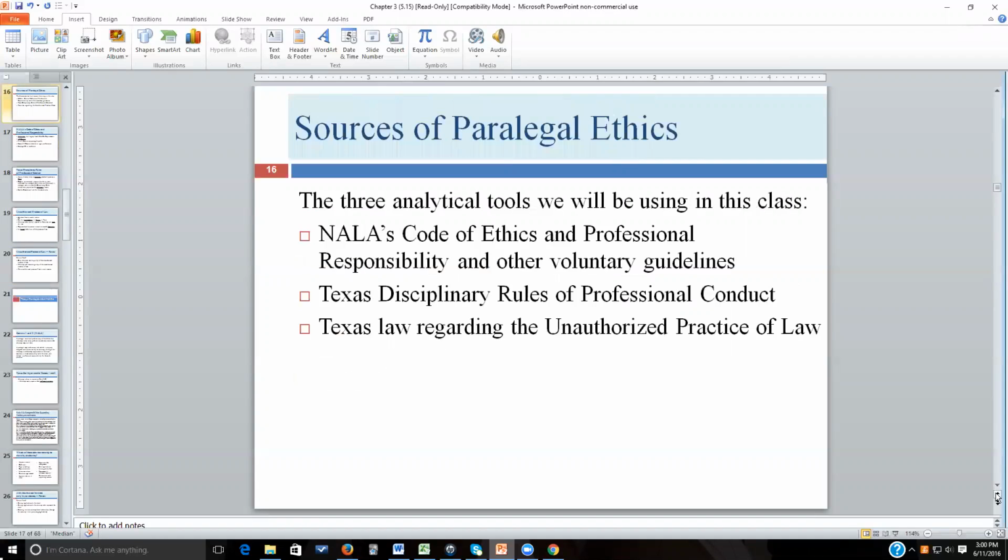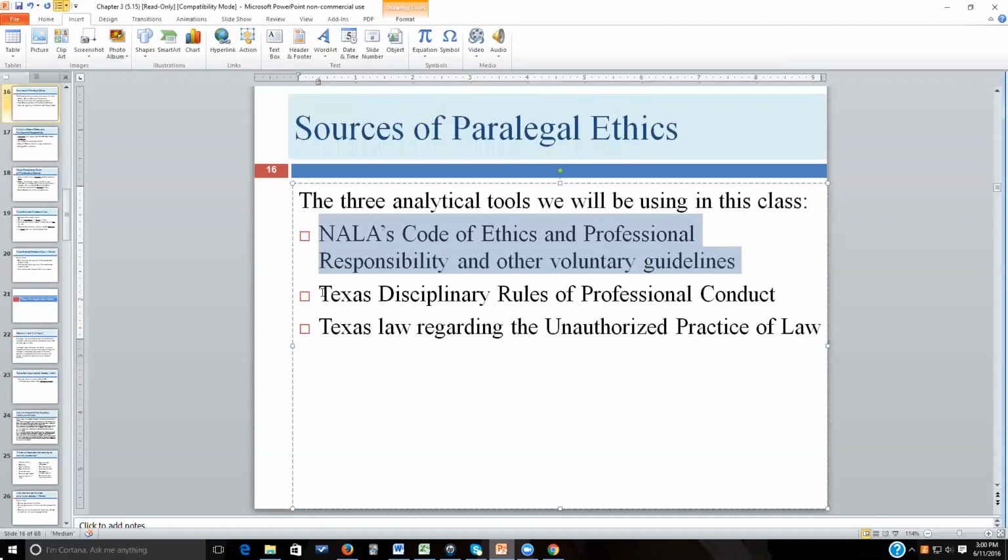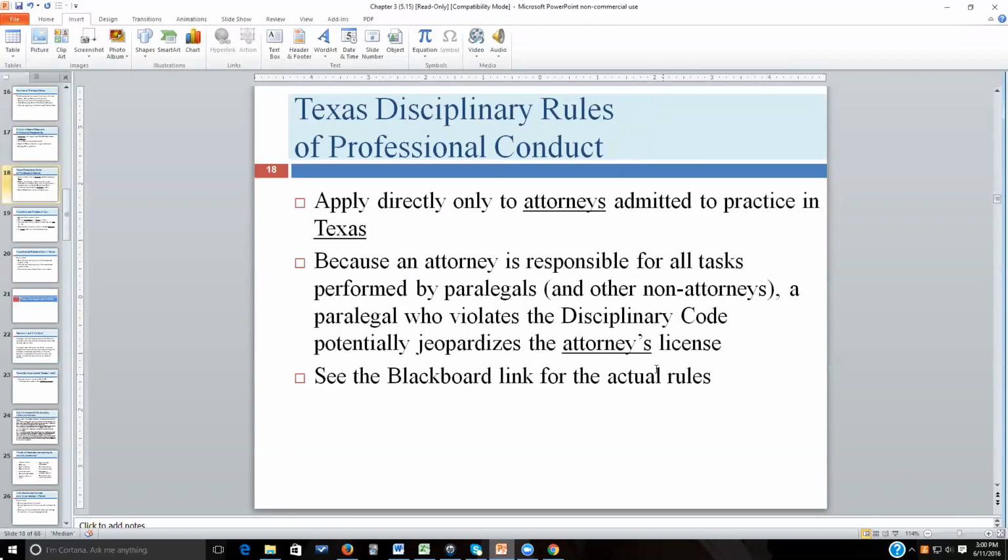So here we've now talked about this first analytical tool right here. Now we're going to go talk about the Texas Disciplinary Rules of Professional Conduct. We talked about them in some length in Lecture 1, but just a little refresher. Again, of course, these Texas Disciplinary Rules are the rules of the Texas Bar Association. So it only applies to members of the Bar Association specifically. And so this would apply to attorneys who practice in Texas and are members of the bar.